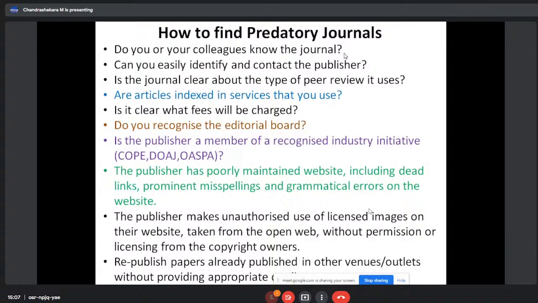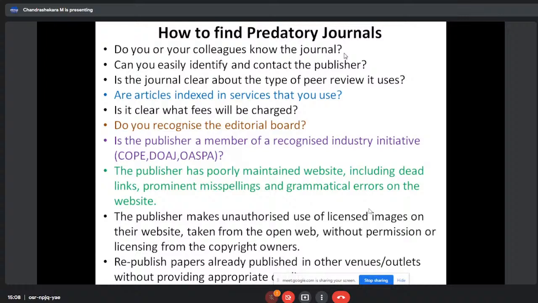Is it clear what fees will be charged, how much they are charging? Do you recognize the editorial board? Let's see who will be on the editorial board. Is the publisher a member of a recognized industry initiative? This is COPE, the Committee on Publication Ethics, isn't it? DOAJ, OASPA, etc.